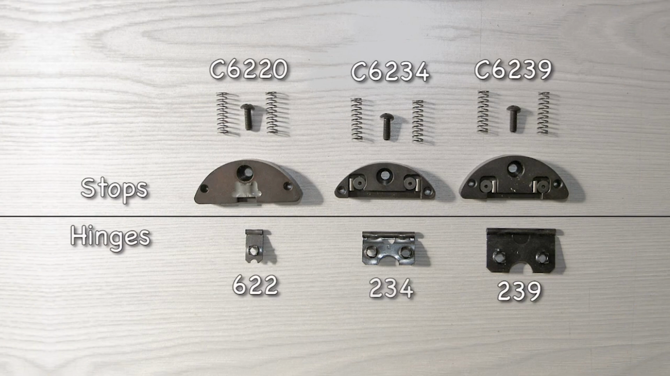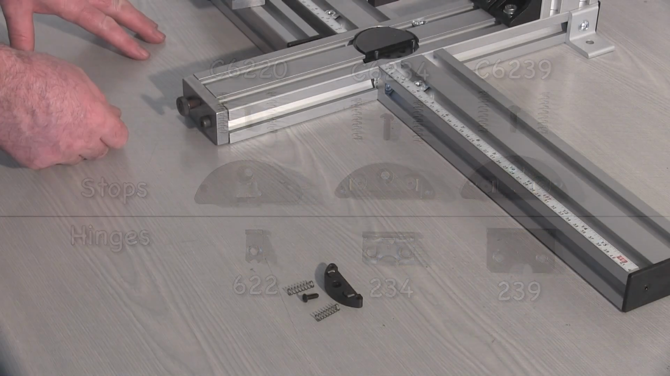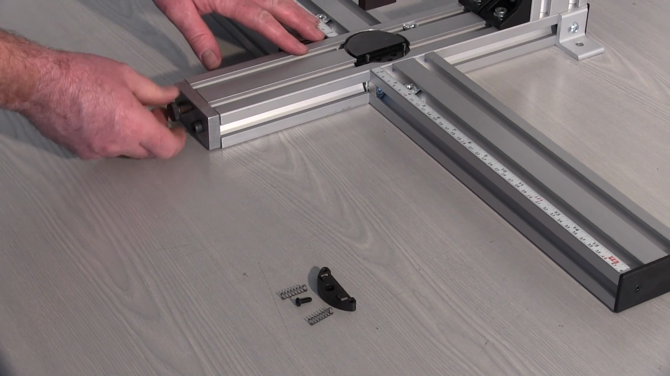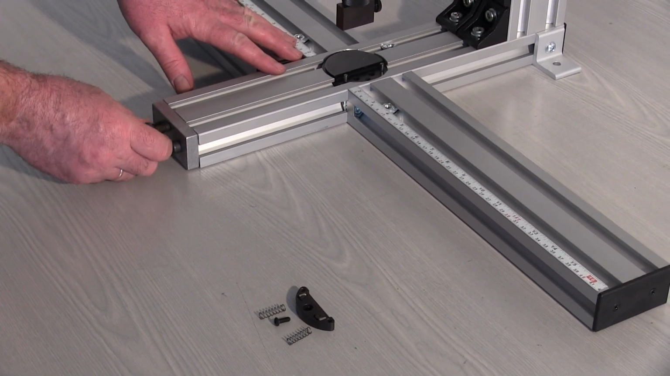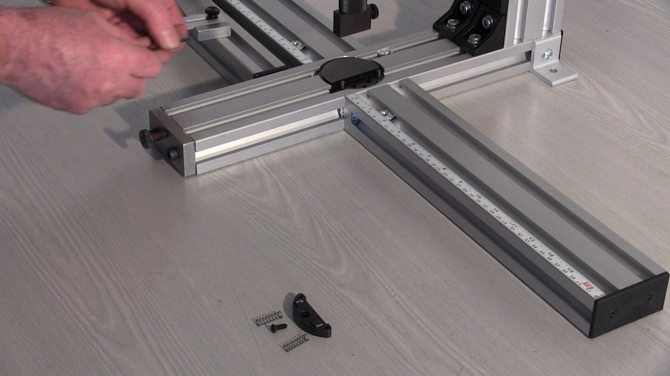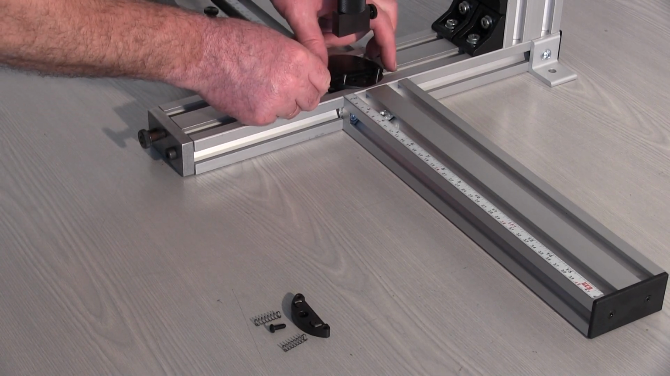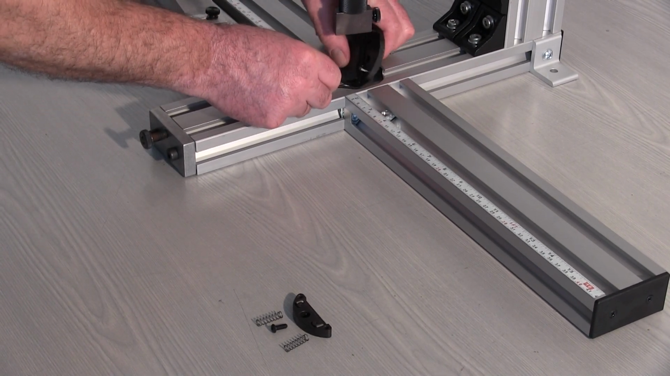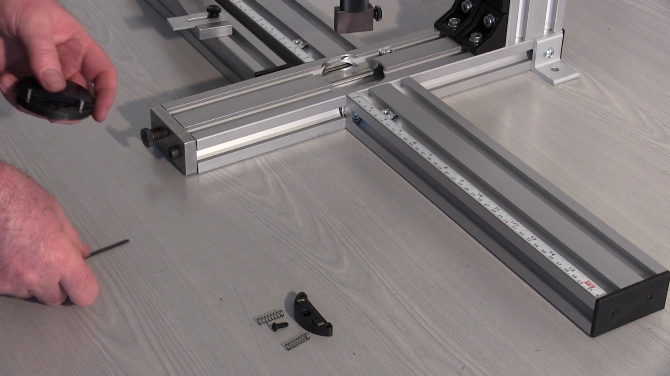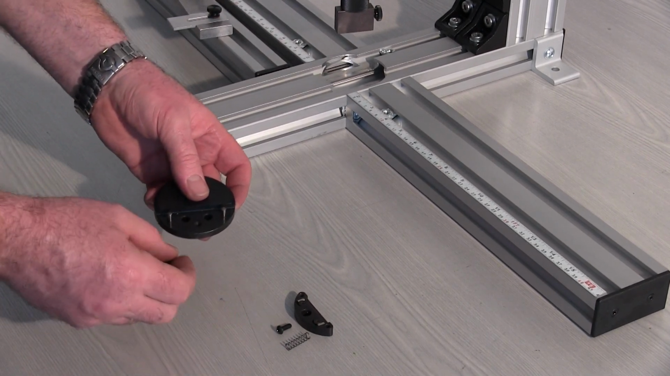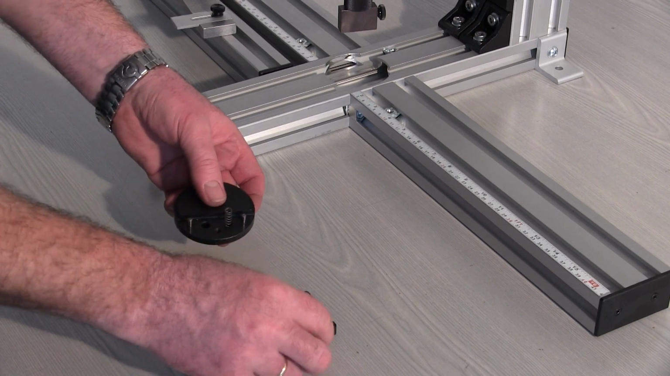To apply every one of the three hinges, a different device, which we call stop, is necessary to keep the hinge blocked during the application. As an example, we now apply the hinge 234. For the other two hinges, the applying method is the same. We remove from the machine the disc. On the disc, we have to apply the stop C6234, which is suitable for the hinge 234.